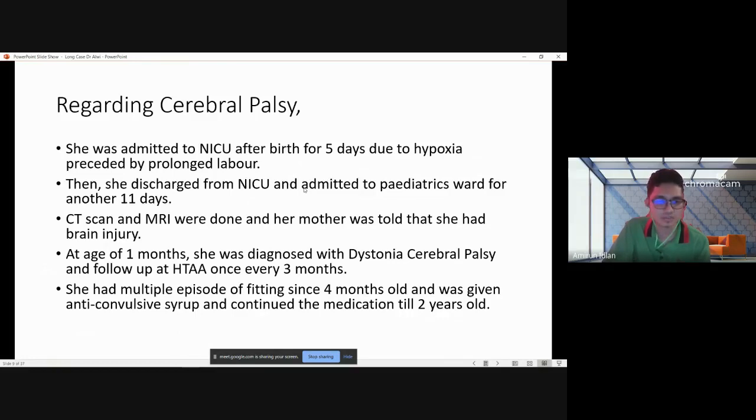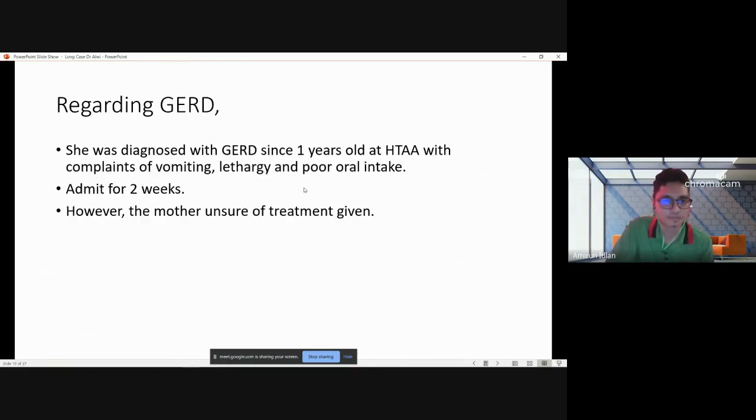She also had multiple episodes of fainting since 4 months old and was given anticonvulsive syrup and continued the medication till 2 years old, and the symptom of fainting resolved. Regarding the GERD, she was diagnosed with GERD since 1 year old at HTA with complaint of vomiting, lethargy, and also poor oral intake. She was admitted for 2 weeks at the pediatric ward. However, the mother is unsure of the treatment given.